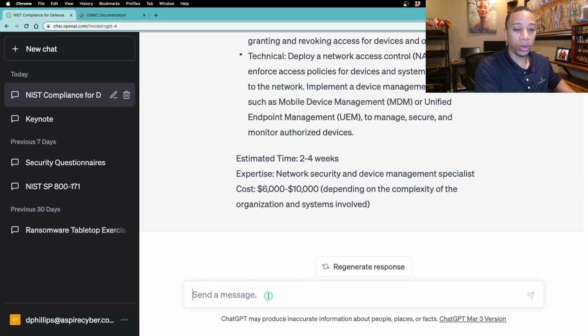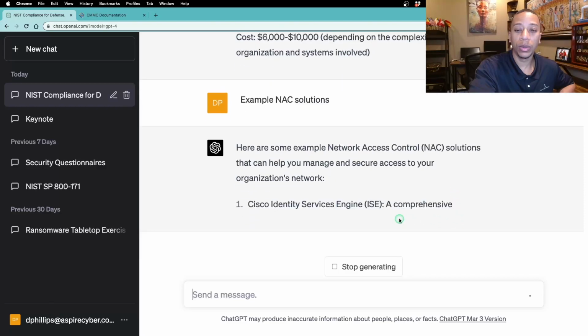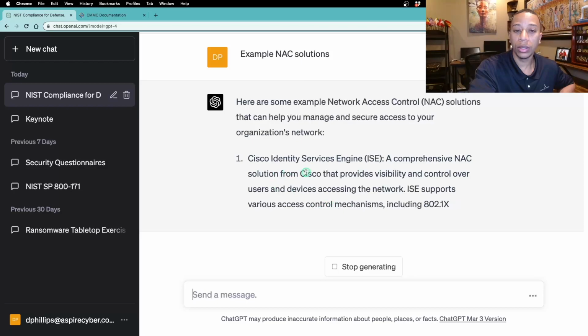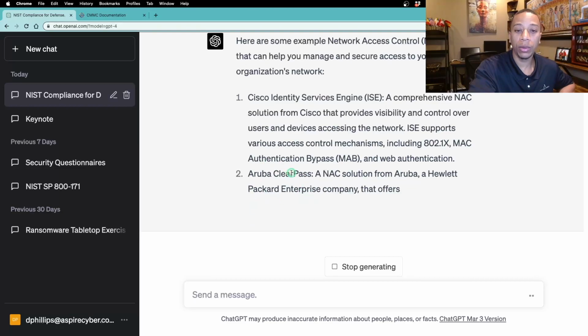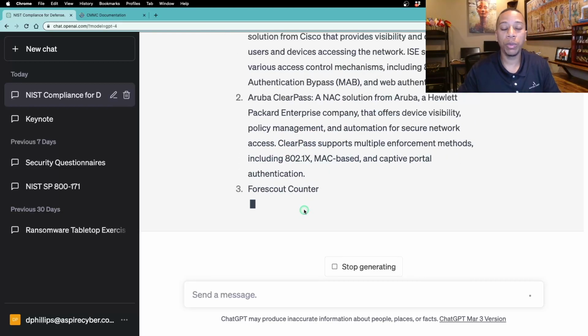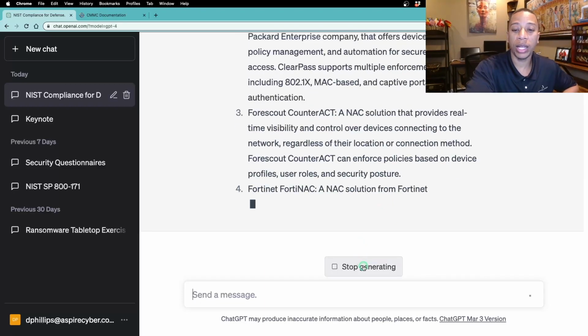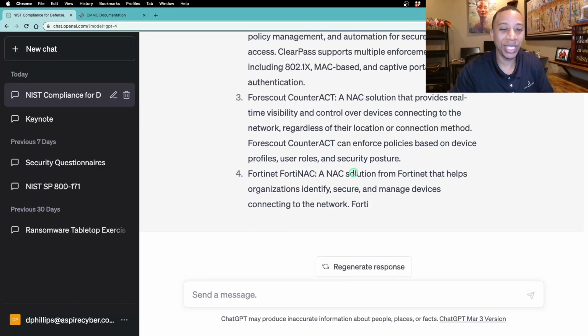So we can go a step further. We can say, let's get some example NAC solutions. So we have the Cisco Identity Services Engine. That's one I've used in the past, really popular. Do we have Aruba? Very familiar with Aruba ClearPass. Just pointing you in the right direction as far as solutions that you can look at to make sure that you satisfy this practice. So Fortinet. The list goes on, but we're going to stop generating. Remember, we're trying to make sure we stay within our cap.